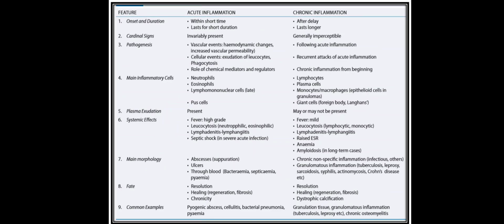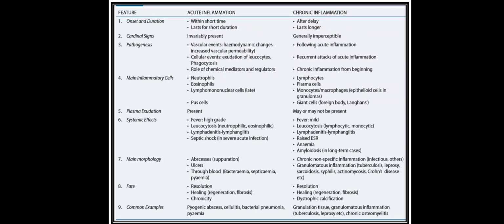This is a basic table which is showing the differences between acute and chronic inflammation. The first feature, onset and duration: acute occurs within a short time and lasts for a short duration. Chronic occurs after a delay and lasts longer. Coming to the cardinal signs, they are invariably present in acute and generally imperceptible in the chronic type.